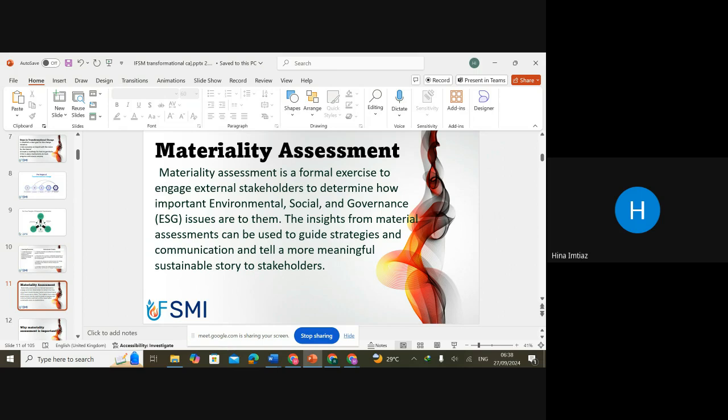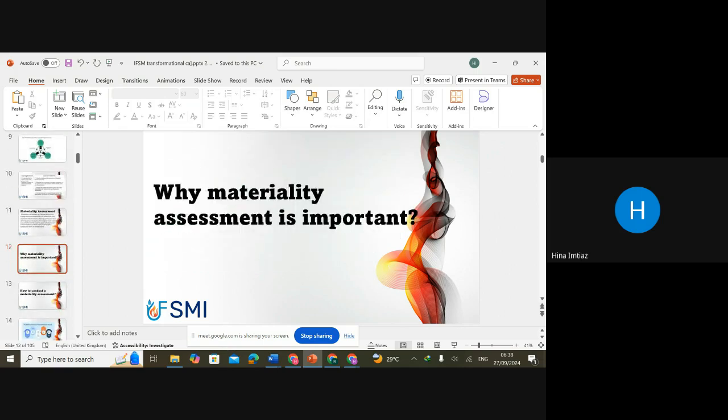Now, why is it important? Materiality assessment is very important because you have to reunite all the stakeholders and formulate an efficient sustainable strategy, and you have to bring a bedrock for all the organizations who can formulate these types of strategies which are beneficial for future generations.